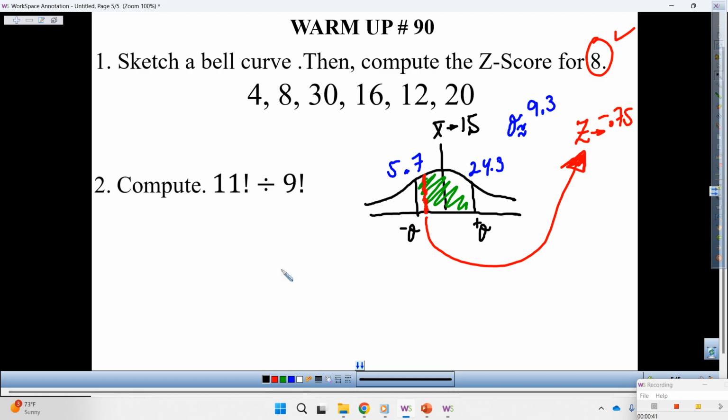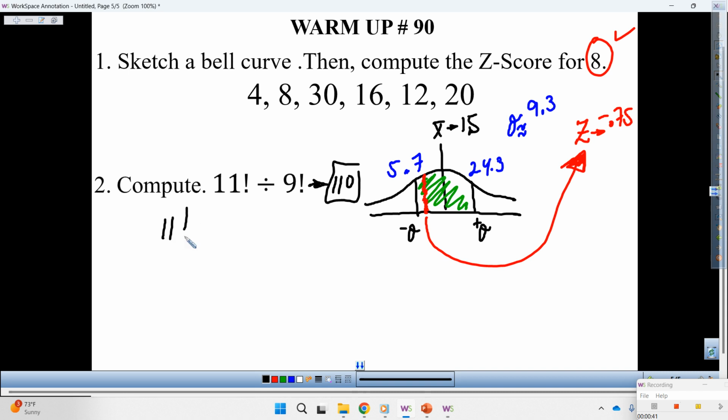All right, last but not least, compute 11 factorial divided by 9 factorial. Tell me what you got. Then Brandon's going to pass them one. Brandon, pass them one. Mel, what did you get? 110. Hands if you got that. That is correct. Let me illustrate.